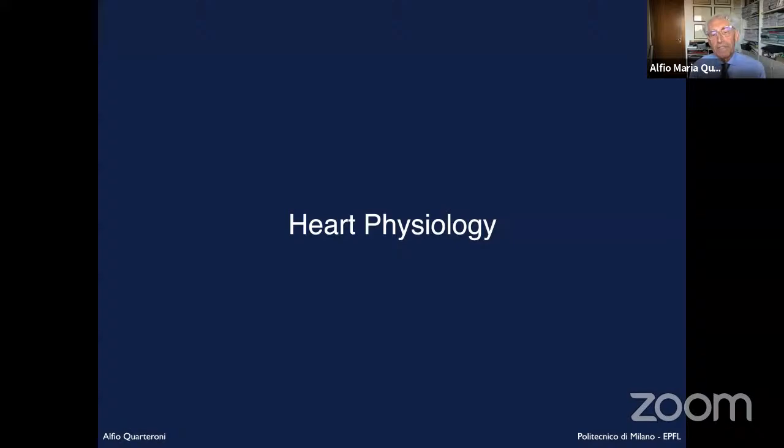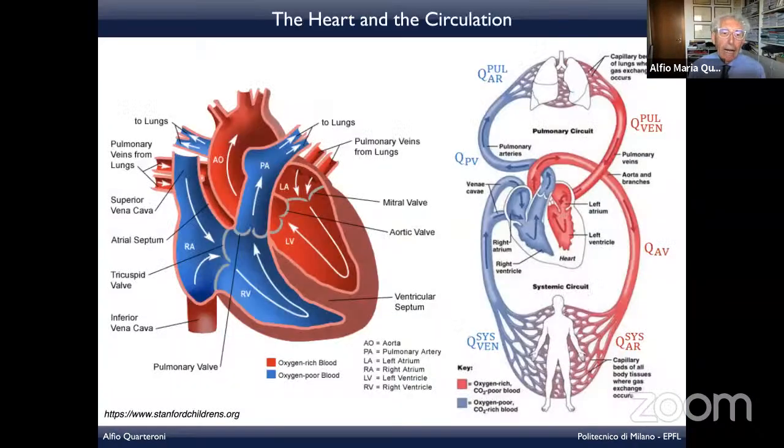So I will start, for those who are completely unaware of the way our heart functions, with a little bit of heart physiology. The heart is an organ which is made of 4 chambers. We have 2 atria in the upper part and 2 ventricles in the lower part. So the venous blood is brought to the heart through the vena cava, superior and inferior, and it enters the right atrium.